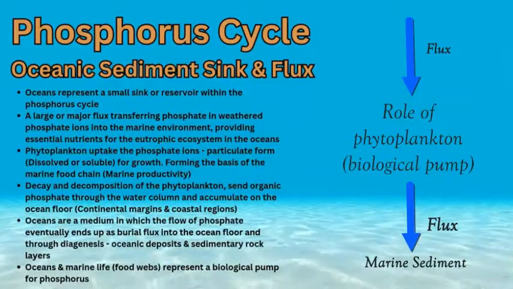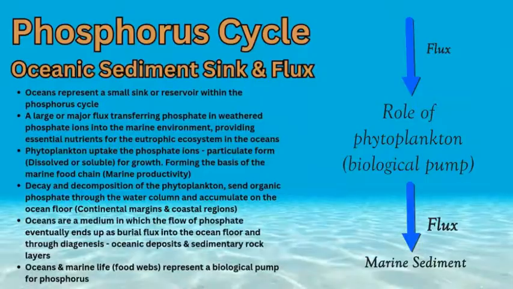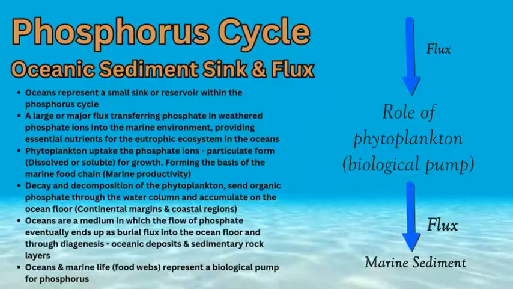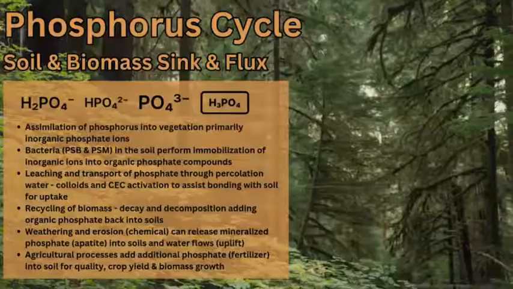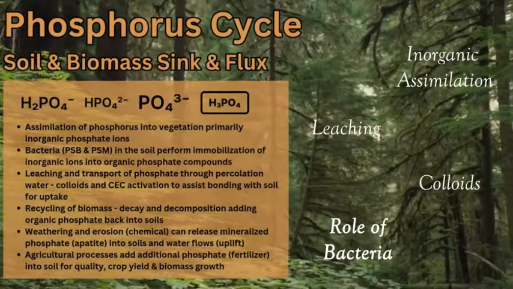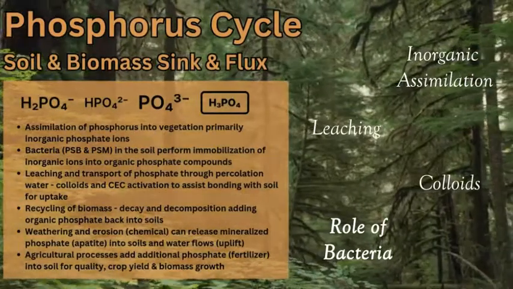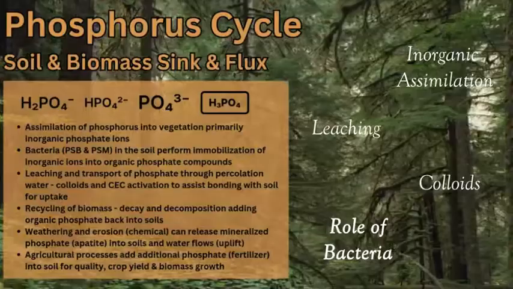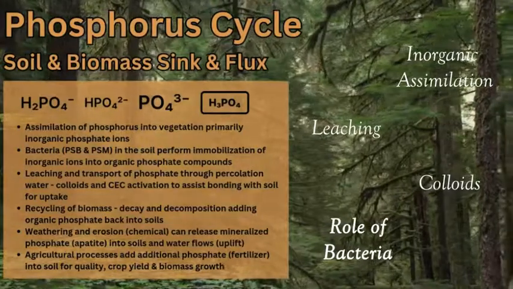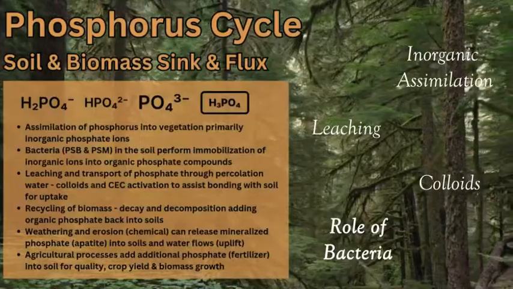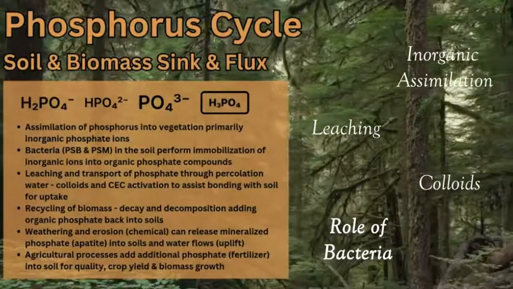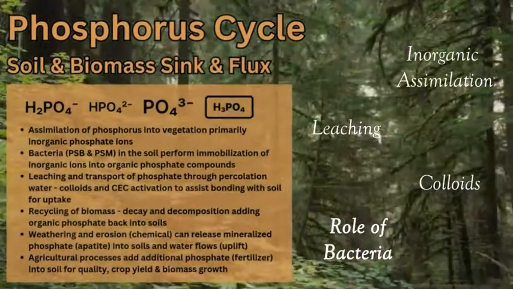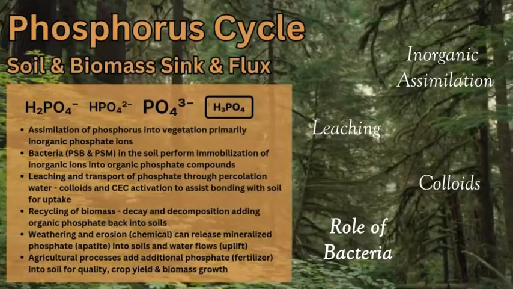Also, the waste from the phytoplankton is going to add additional phosphate into the system, and this is going to accumulate as oceanic sediment deposits. A vital part of the phosphorus cycle is the uptake and assimilation of phosphorus or phosphate ions into vegetation, into the flora, the plants, the grasses, to provide the terrestrial ecosystems with that producer and those nutrients that are integral for plant growth, plant biomass, DNA, RNA, and the general health of vegetation.